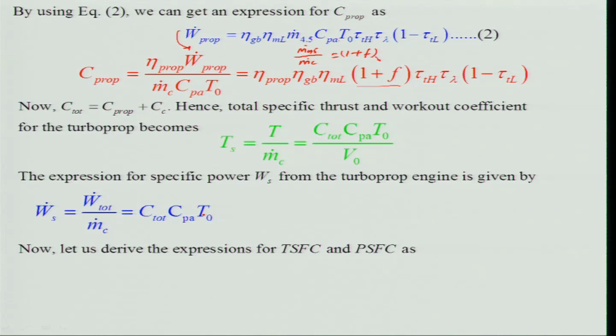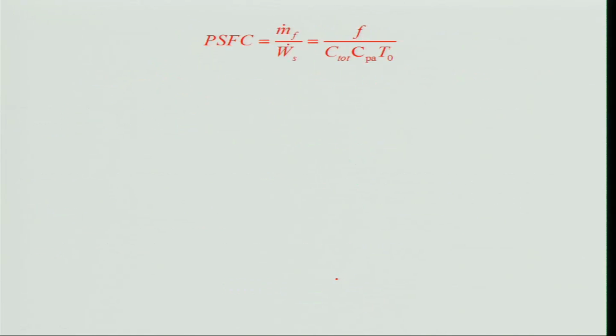So, let us derive an expression for TSFC and PSFC. So, TSFC will be f into V naught divided by C total CPA T naught, and this is same as that what we had done for the ideal engine, right, ideal cycle analysis. So, PSFC will be a similar thing, only difference is the m dot f divided by the specific power produced by the engine total, right. So, that will be f divided by C total CPA and T naught.